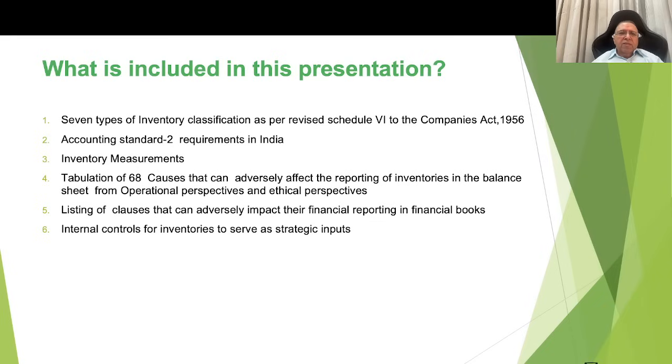What I plan to include in this presentation are 7 types of inventory classification as per the revised Schedule 6 to the Companies Act 1956, Accounting Standard 2 requirements in India as per the Institute of Chartered Accountants of India. Inventory measurements or inventory valuation requirements. Tabulation of 68 causes that can adversely affect the reporting of inventories in the balance sheet from operational perspective and ethical perspectives. Internal listing of causes that can adversely impact their financial reporting. Internal controls for inventories to serve as strategic inputs.